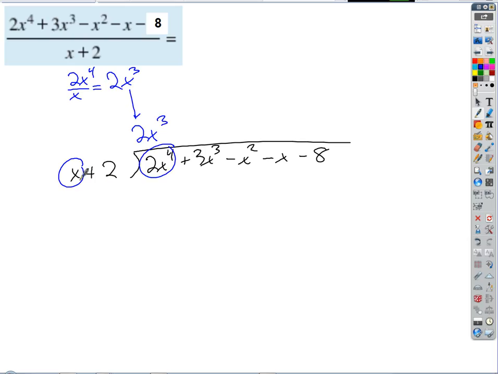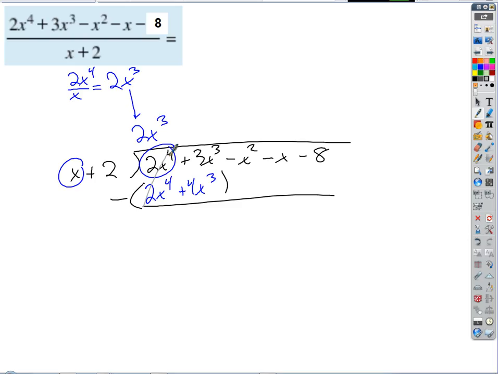So 2x cubed times x is? 2x to the fourth. Good. 2x cubed times 2 is plus 4x cubed. Now notice I'm lining those up in the appropriate columns, so like terms line up with like terms. Then what do I do? Subtract. I'm going to subtract the whole thing. So 2x to the fourth minus 2x to the fourth cancels. And it needs to, right?